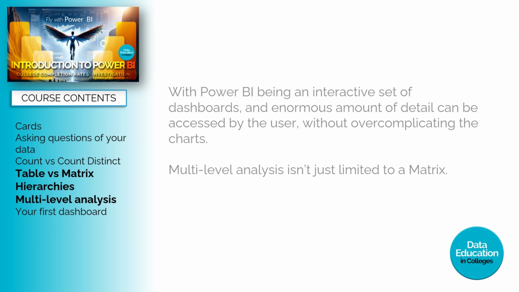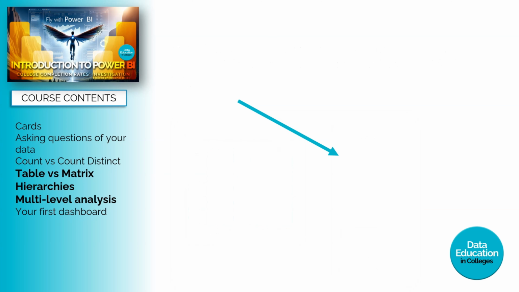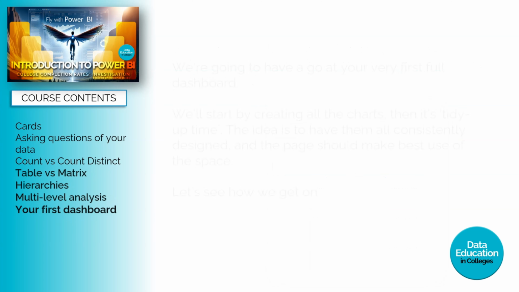But it's not just a matrix. Select the matrix, turn it into a clustered column chart, resize so you can see what's going on. And you'll notice that you've also got the arrows at the top there, and you can delve right down into it. As it says, in this case, there is only one college per city and city per region, but hopefully you can see this multi-level.